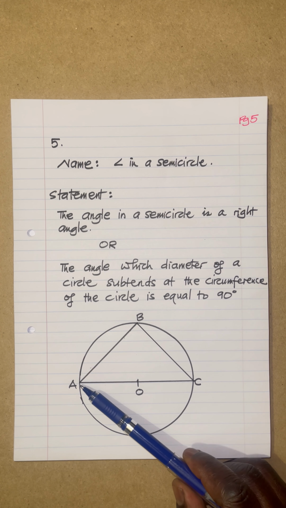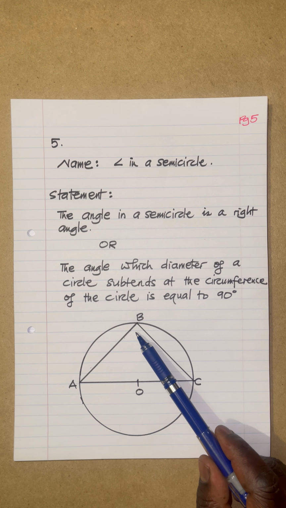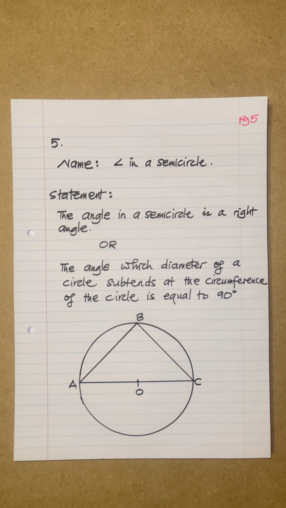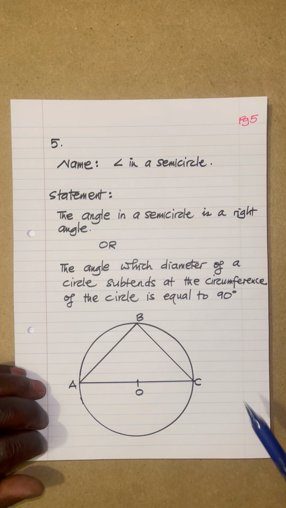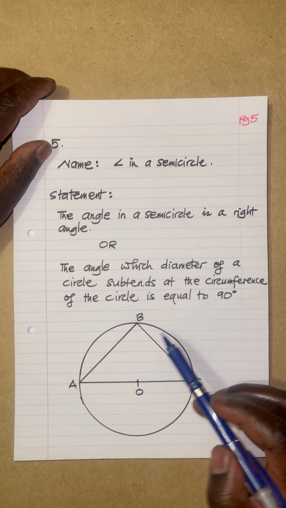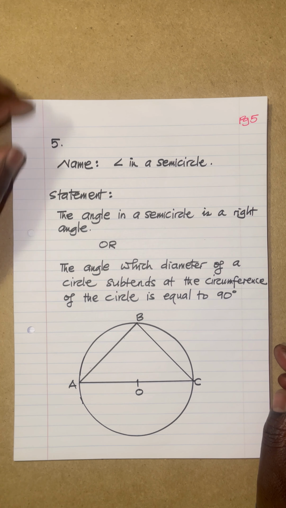The construction here: we are given circle ABC in which AC is diameter, and we are supposed to show that angle ABC, that angle there, is 90 degrees, because it is subtended at the circumference by the chord AC, and this chord is a special chord because it's the longest chord. We call it diameter. So we're supposed to prove that that angle is 90 degrees. Well, how do we do it? Here is how the proof goes. Going to page 6.